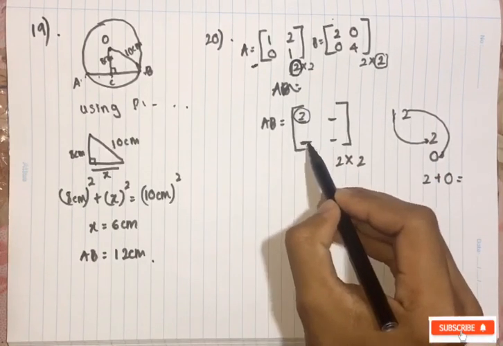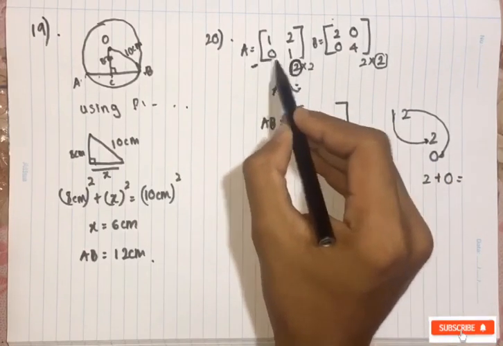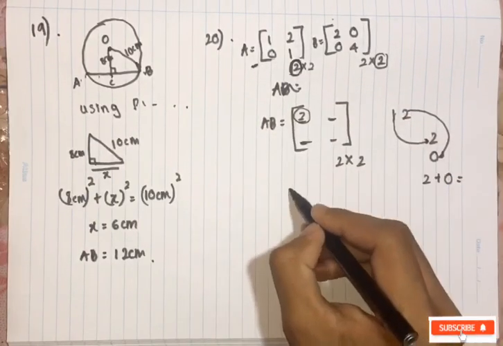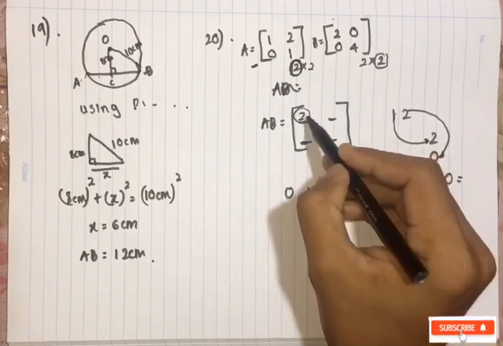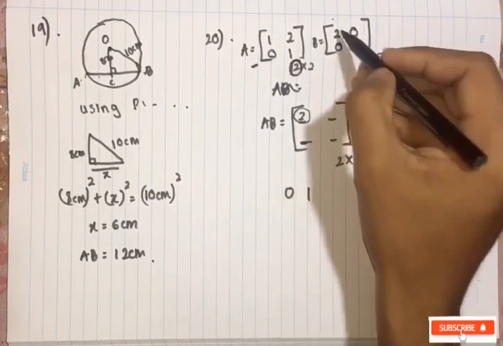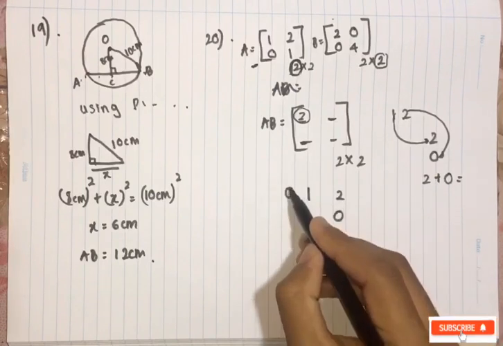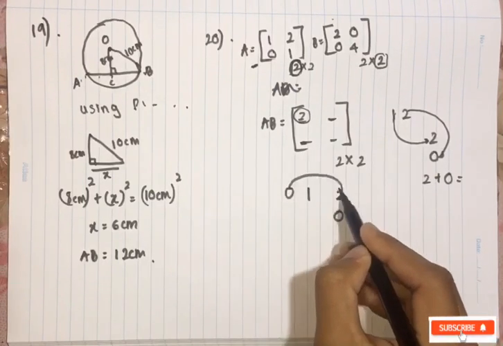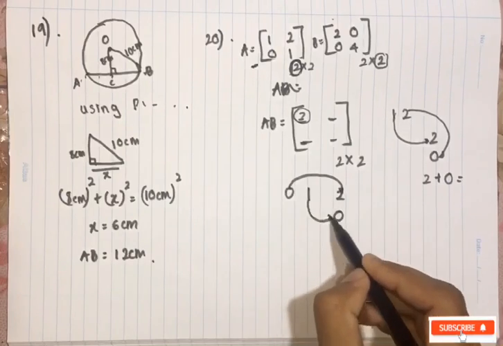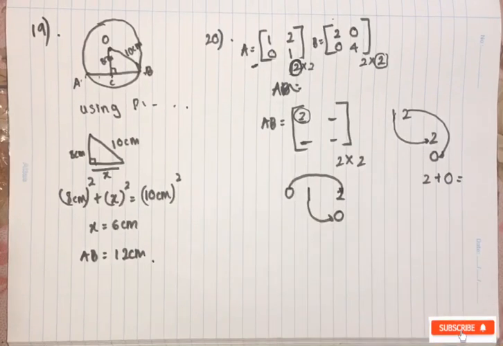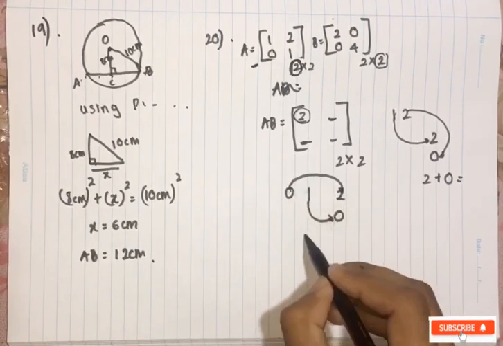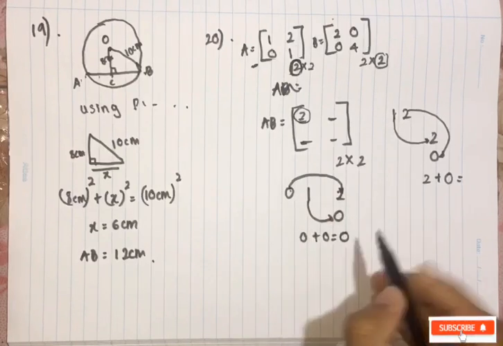Now in order to find the value of this one, since this is the second row, take the elements in the second row. You have 0 and 1. Also this is in the first column, therefore take the elements in the first column, 2 and 0. Now multiply the first by the first element, and the second one by the second element. So you will get 0 into 2 is 0, 0 plus 0 will give you 0.